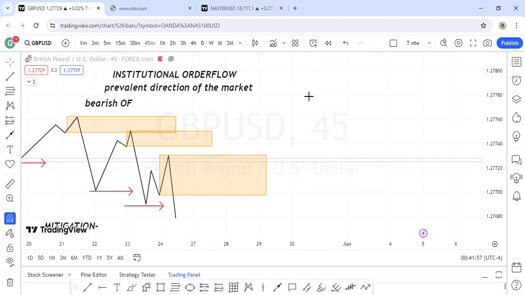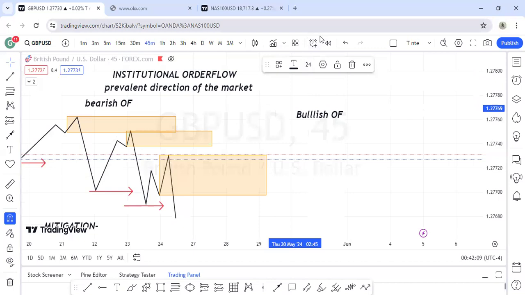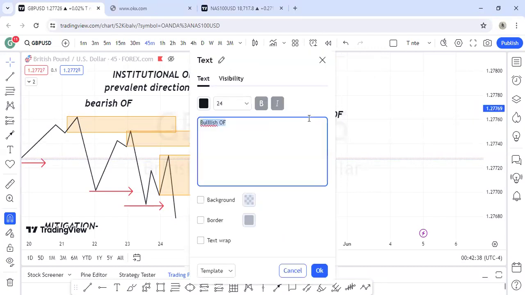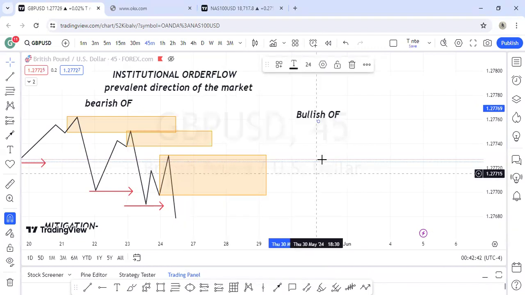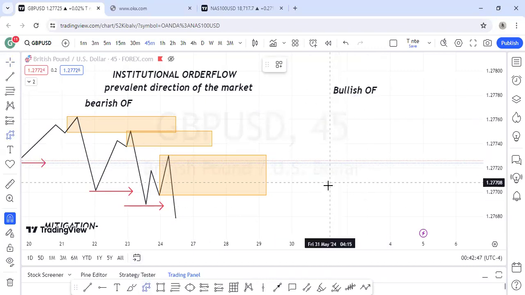So now for a bullish order flow, that is also quite simple. A bullish order flow is just the reverse of everything we've been saying. Up comes down, down goes up. So bullish order flow is simply when you see price creating those series of last down pushes.